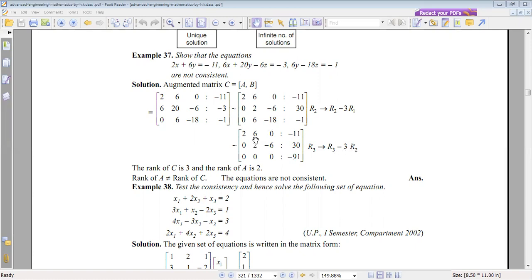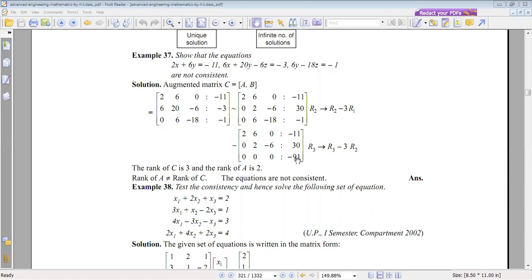So what you got? 6 minus 3 twos are 6, so it will be equal to 0. Minus 18 minus 3 into minus 6. Okay, so minus minus, it will become plus. So minus 18 plus 18, it will be 0. Again, minus 1 minus 3 threes are 9, so it will be minus 10.